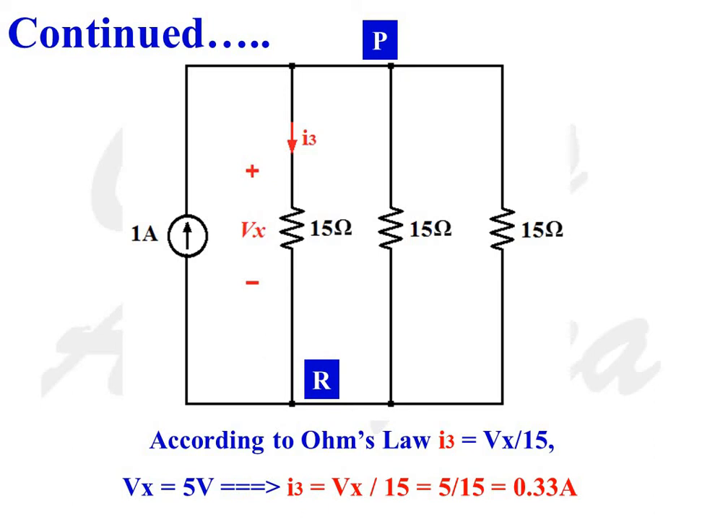Power supplied by the 1 ampere current source is P is equal to V into I. P is equal to 5 into minus 1, as this 1 ampere current is flowing outwards with respect to the positive terminal. Power supplied by the 1 ampere current source is equal to minus 5 watts.